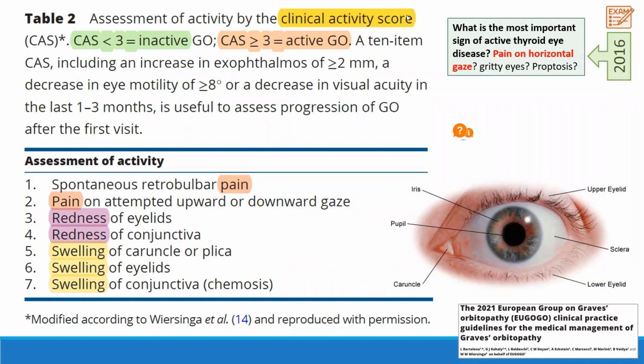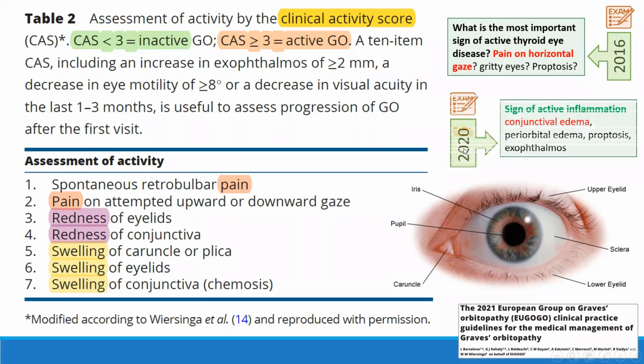In a previous exam in 2016, they asked what is the most important sign of active thyroid eye disease: pain on horizontal gaze, a red eye, or proptosis. Actually, pain is one of the markers of activity assessment. Another question in 2020 asked about the sign of active inflammation. Conjunctival edema, which is swelling of the conjunctiva, is a manifestation of activity. Periorbital edema is not. Here, the items are swelling of the caruncle, swelling of the eyelid, and swelling of the conjunctiva. Proptosis or exophthalmos is not an item in the activity score.